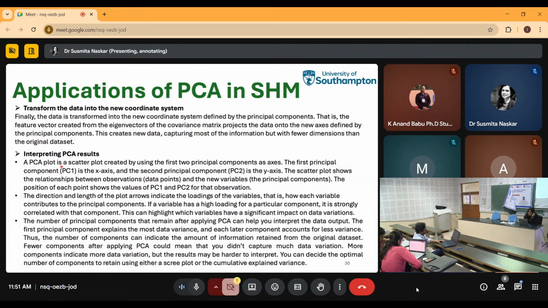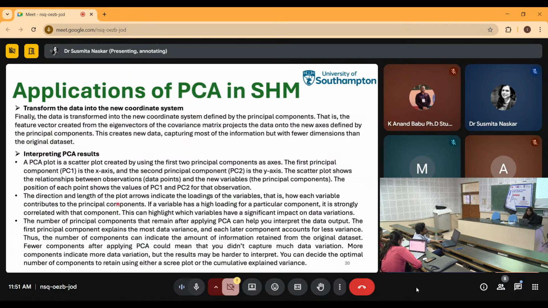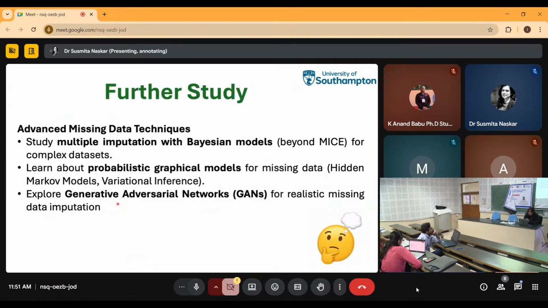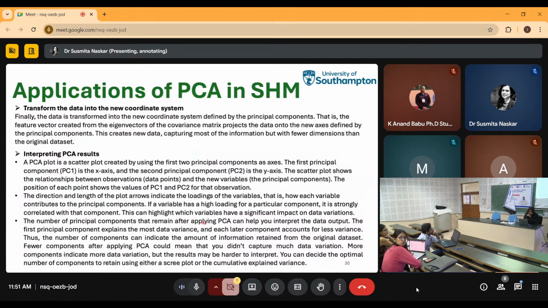So basically a PCA plot is a scatter plot which is created by using two principal components. As I said, PC1, the first principal component, is the x-axis, and the second principal component is the y-axis. So basically this is going to be your x-axis and this is going to be your y-axis, right? And the scatter plot shows the relationship between the observations, that means the relationship between the points. You can see here, this is generally how a PCA plot will look, okay?